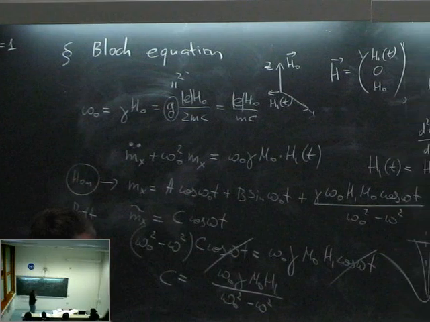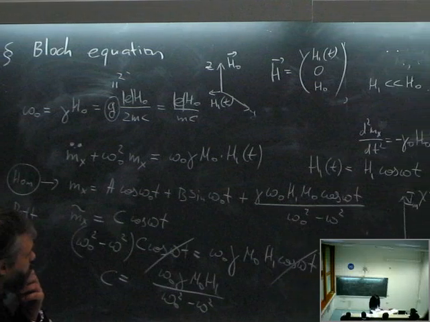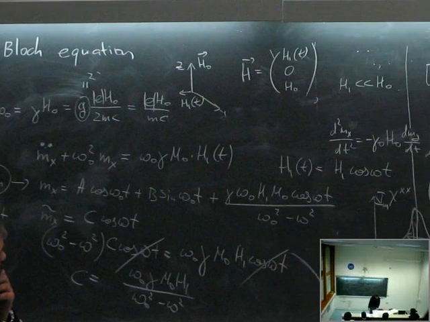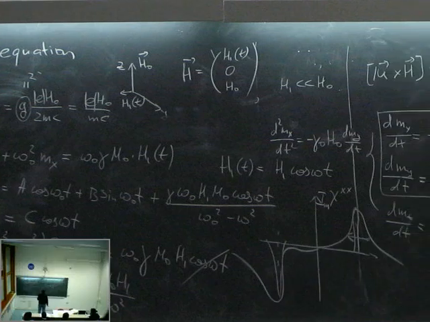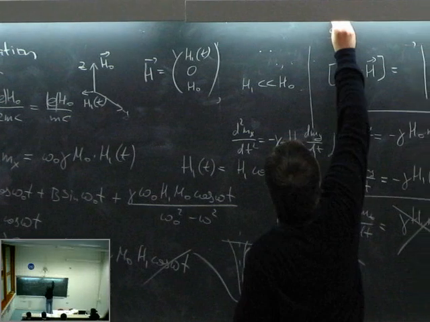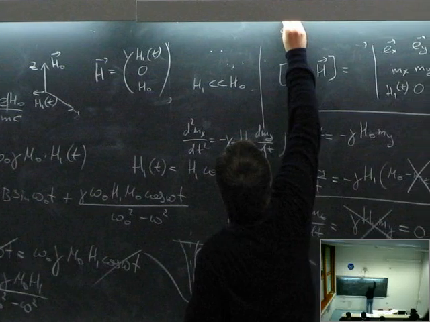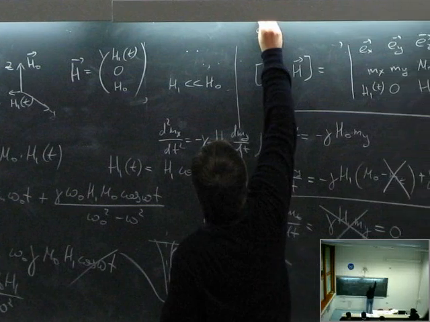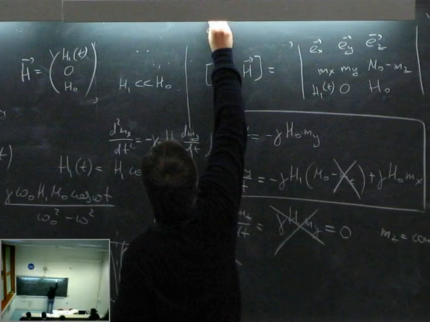Yes, the only comment I would like to make is the last one, what happens with this equation. I should probably write it down here. dm over dt is equal to minus gamma h times m, sorry, m times h.